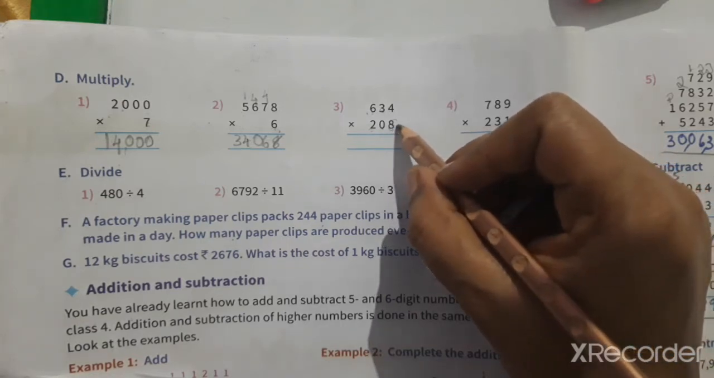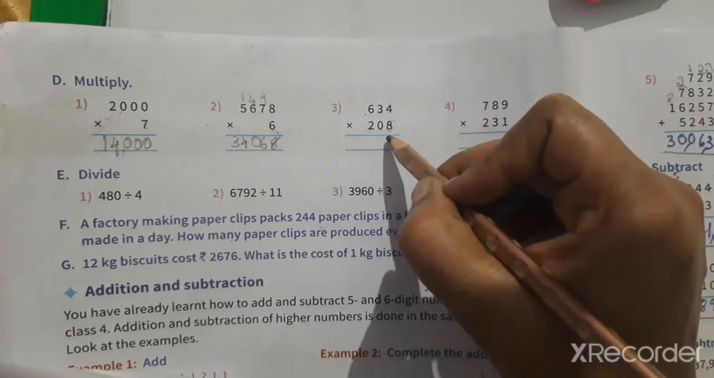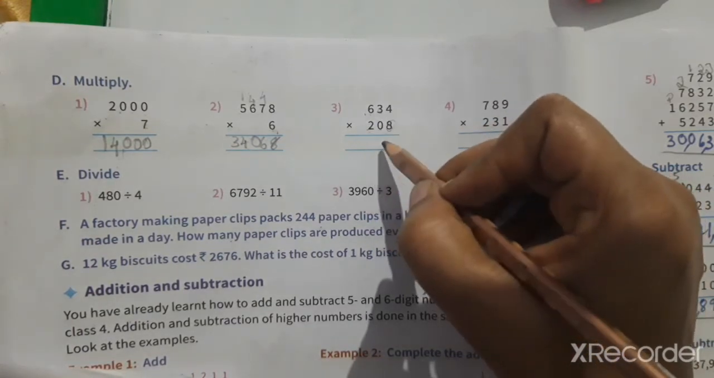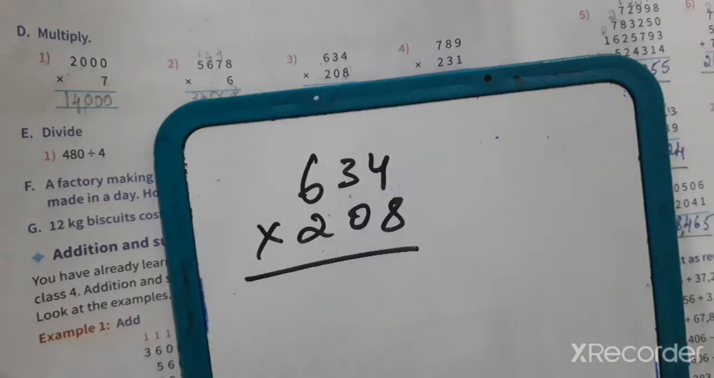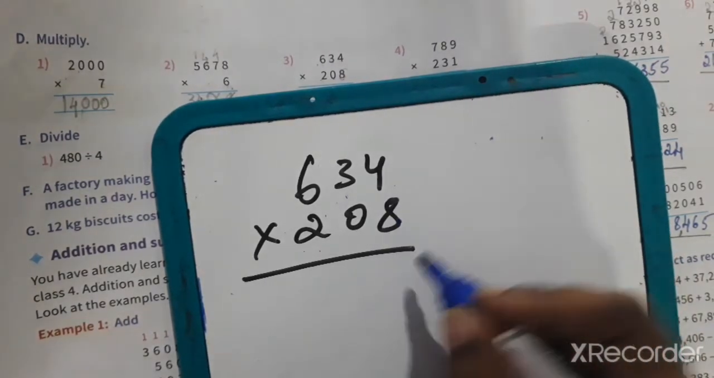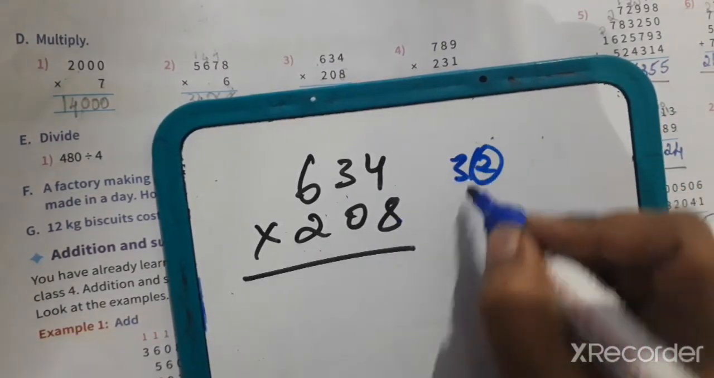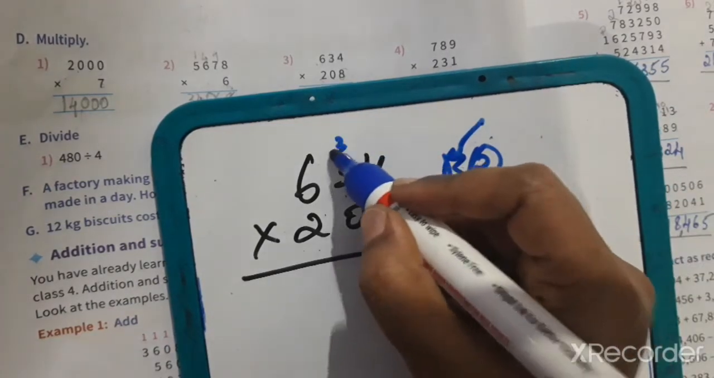Now 8 into 4 we have to multiply. 8 4s are 32. Now multiply 8 with each number. 8 into 4, 8 4s are 32. So we have to write the last digit 2 here, and this 3 carry over to next place.